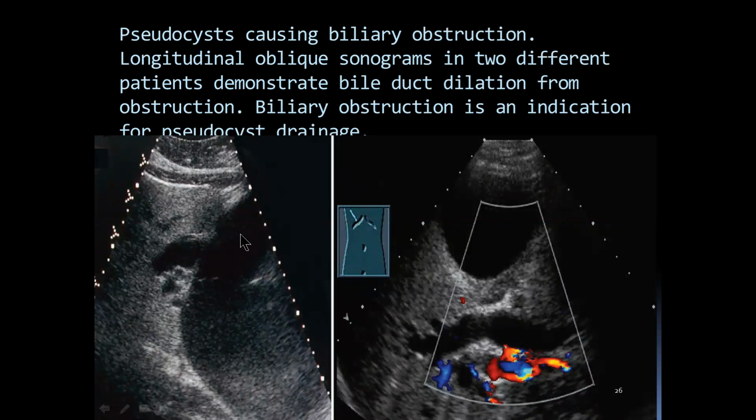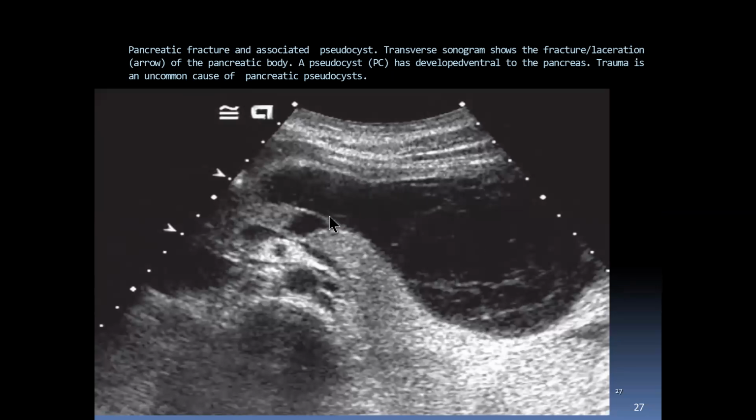This is a pseudocyst causing biliary obstruction. Longitudinal oblique sonograms of two different patients demonstrate bile duct dilatation from obstruction. Biliary obstruction is an indication of pseudocyst drainage. This is a pseudocyst after pancreatic fracture. The transverse sonogram shows a fracture and laceration of the pancreatic body. Pseudocyst has developed due to the pancreatic leakage. Trauma is an uncommon cause of pancreatic pseudocyst.